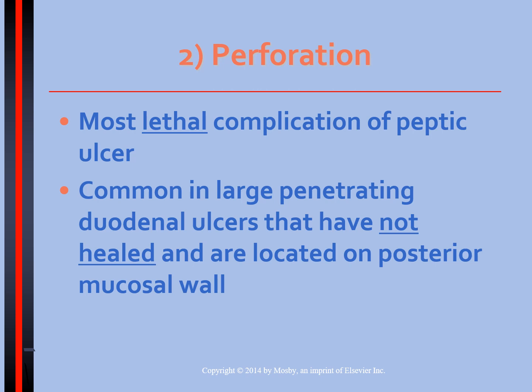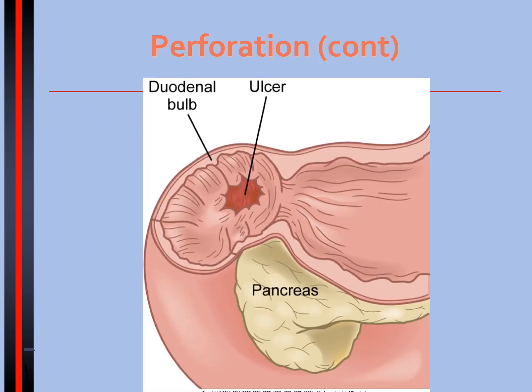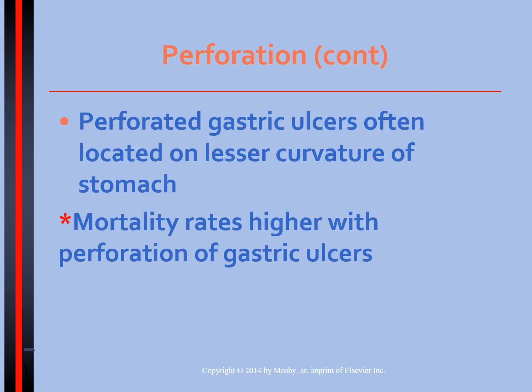Next one is perforation. This is the most lethal complication of peptic ulcer. It's common in large penetrating duodenal ulcers that have not healed and are located on the posterior mucosal wall. So here's a picture of a duodenal ulcer on the posterior wall penetrating into the head of the pancreas, resulting in what we call a walled off perforation. Perforated gastric ulcers often are located on the lesser curvature of the stomach. Mortality rates are higher with perforation of gastric ulcers, especially with older age of the patient with gastric ulcer, who often have other concurrent medical problems, and the use of many meds really accounts for the high mortality rate.